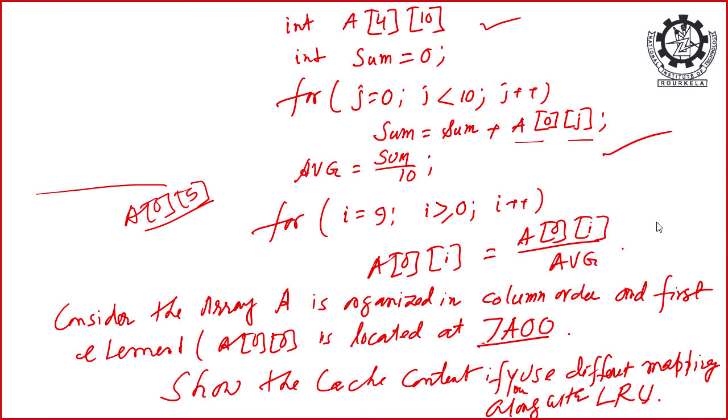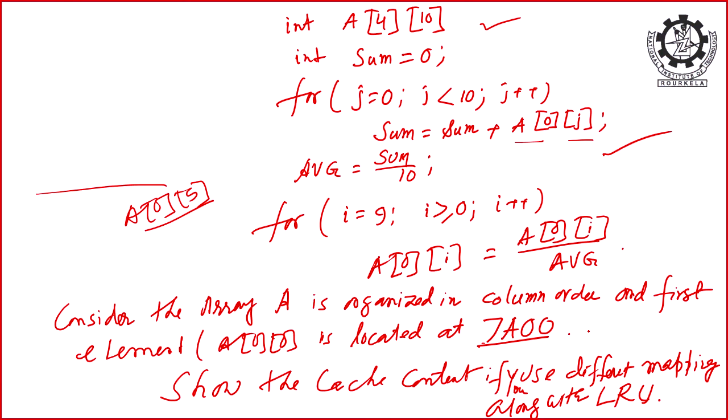There is a program here, which is basically normalizing the first row. Consider the array A is organized in column order, and the first element, that is A00, is located at 7A00. It is in hexadecimal, as you can understand. We need to show the cache content using different mapping schemes. The replacement policy is LRU, along with the different mapping schemes. So, you have to show the cache content. This is the problem.